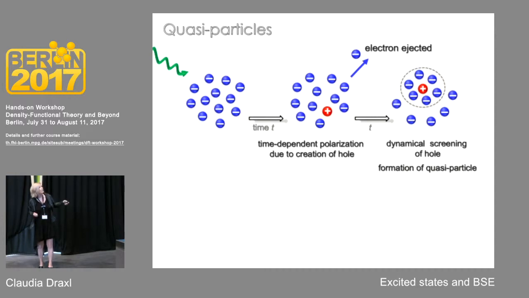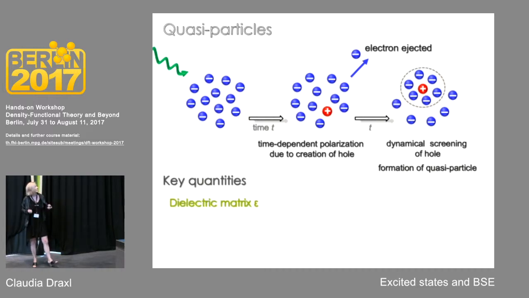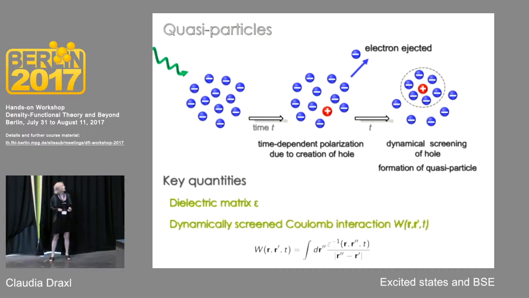So you can consider now this hole plus this screening cloud as a new particle. This is the quasi-particle concept. So what are the key players? The key players here are the dielectric matrix, because it gives rise to the screening, and the dynamically screened Coulomb interaction W. So this is the W which appears in the GW approximation.